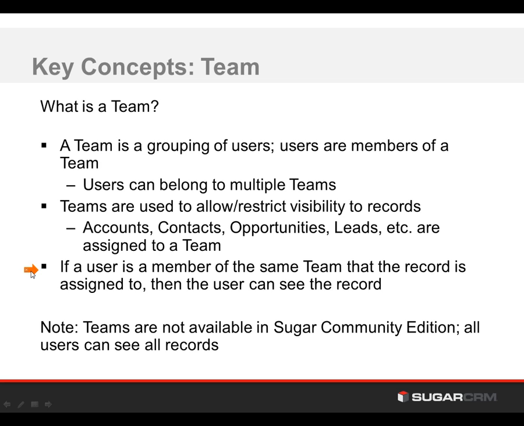Every user in Sugar is automatically part of 2 teams once they're created, the global team and their personal private team. And their private team is going to be them and everybody above them. Okay? So 2 teams, the global team and the private team.